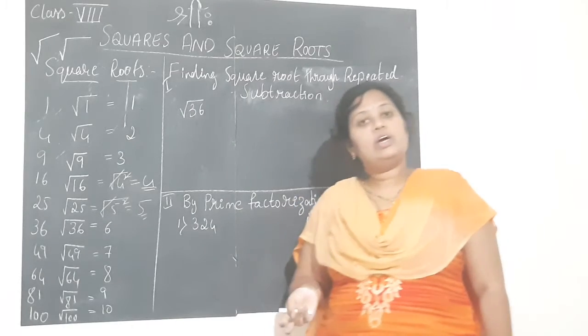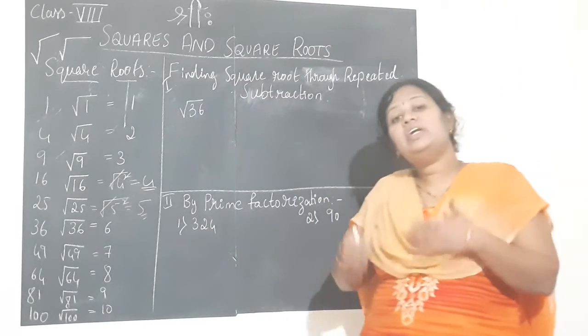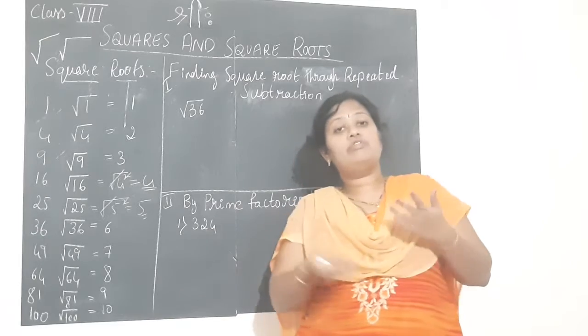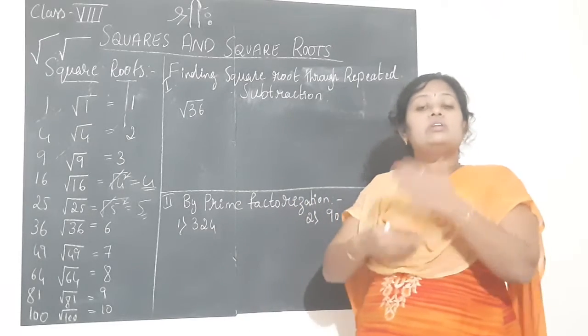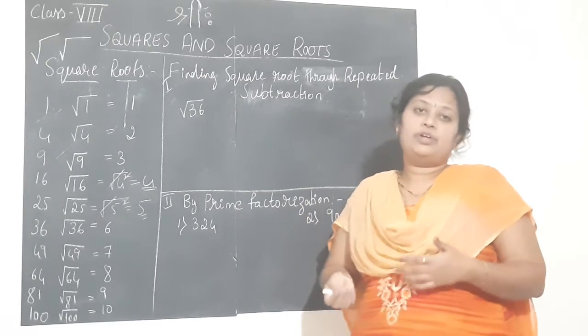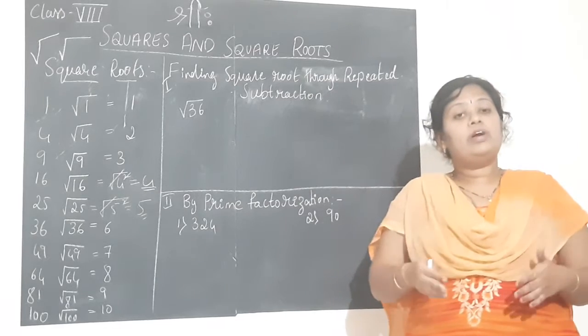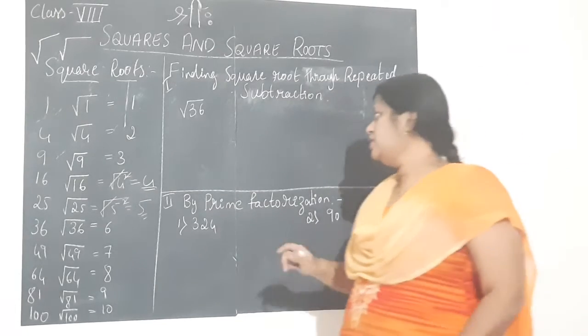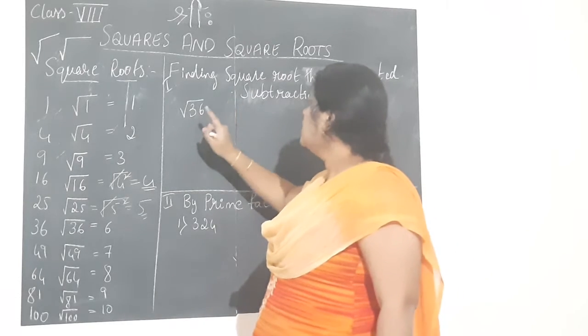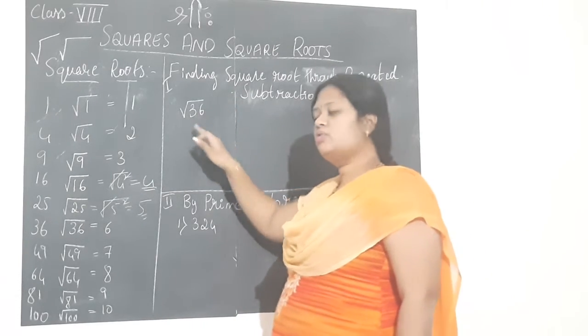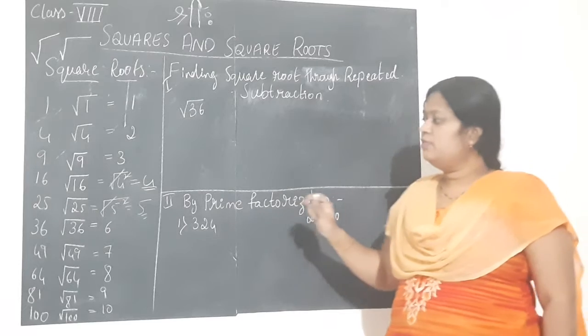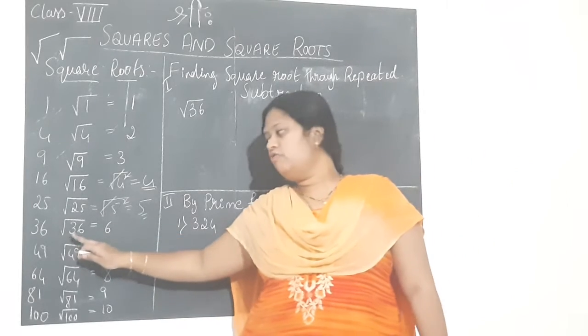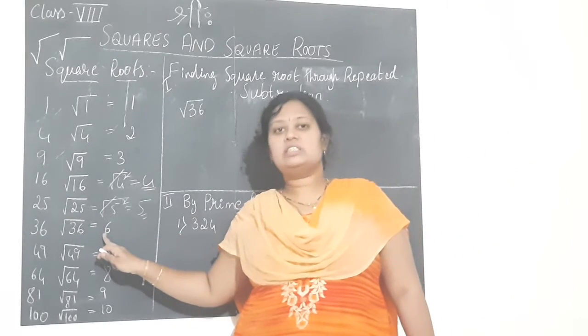How do you find the square root of a given number by repeated subtraction? You know the meaning of repeated subtraction: you are going to subtract again and again. At what step you need to stop subtracting, all that we shall check now by solving. I have chosen, for example, square root of 36. Where do we have square root of 36? Here. We know the square root of 36 is clearly 6.